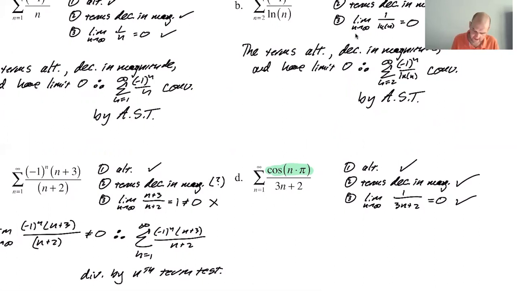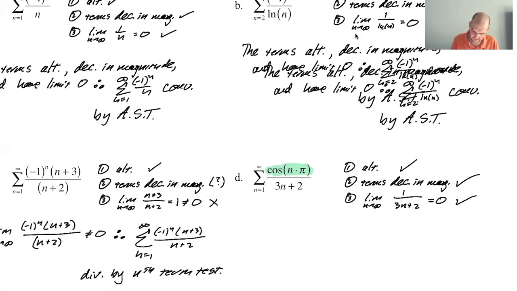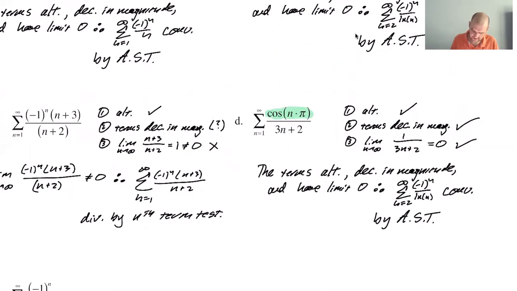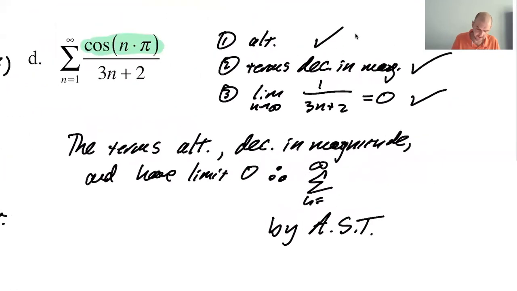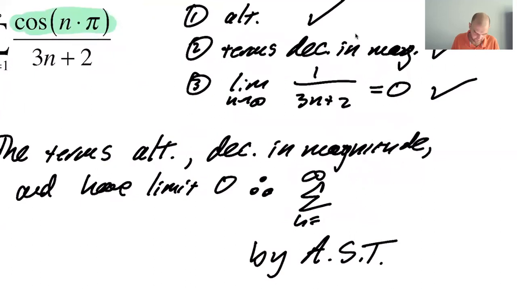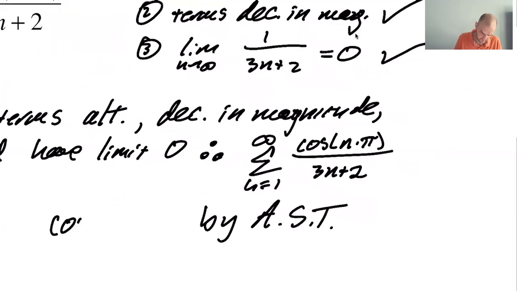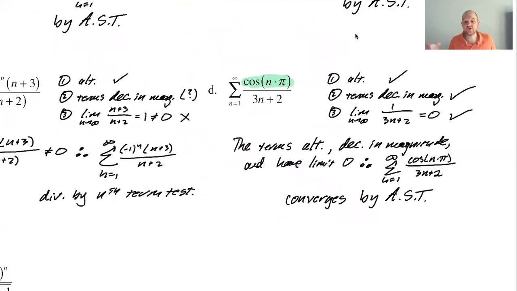So I'm going to copy this so that I don't have to write it over and over again. Yeah, it's annoying that you have to write it, but it gets it into your brain faster. So that's good. I'm going to redo some of this here. The sum from 1 to infinity of cosine of n times pi over 3n plus 2 converges by alternating series test.